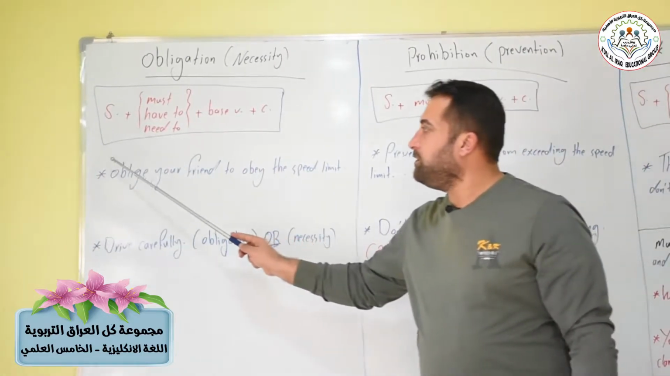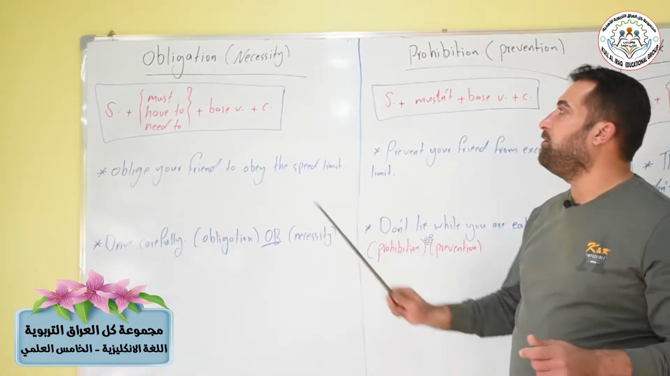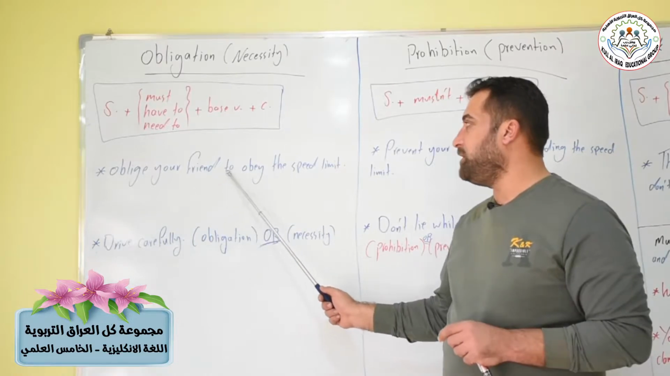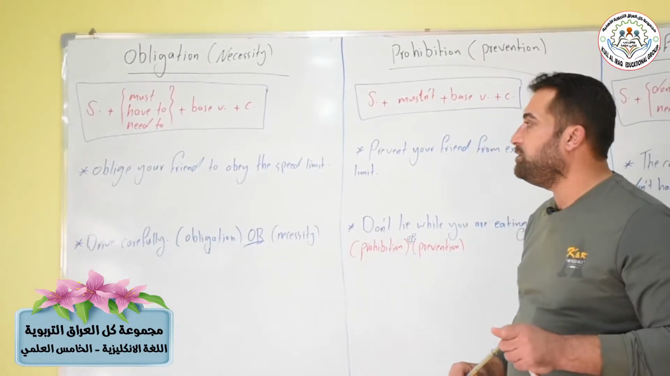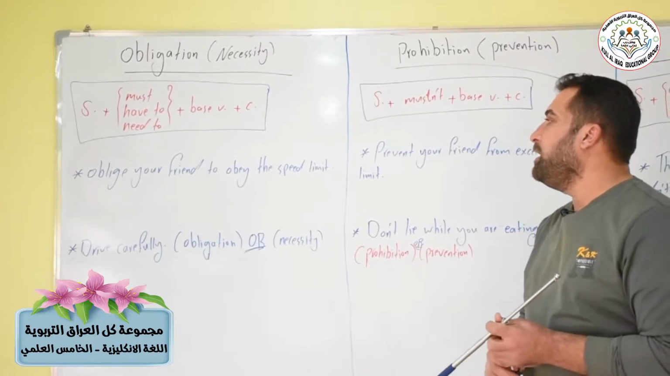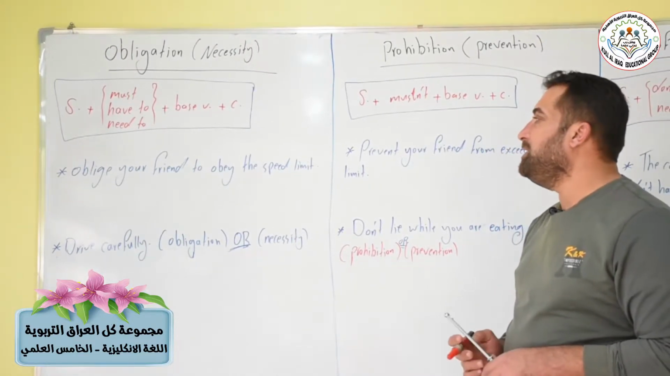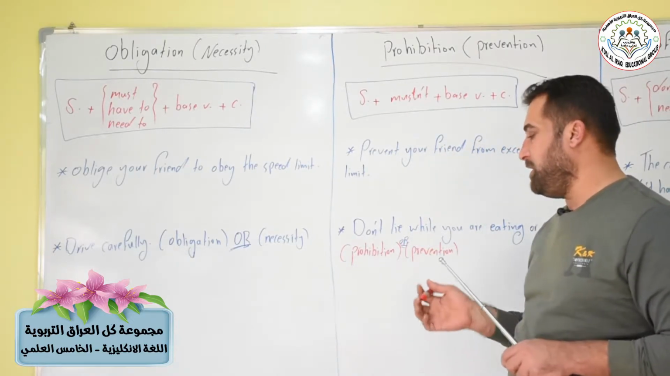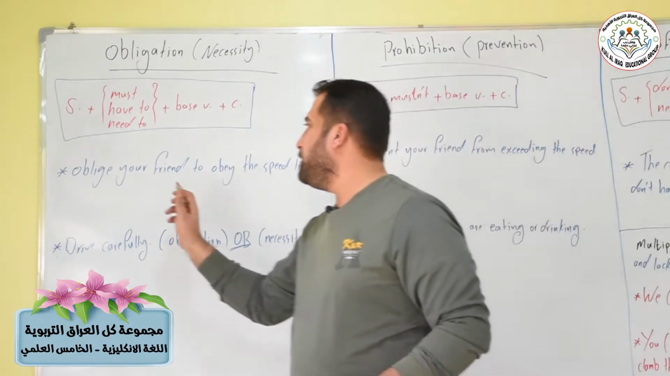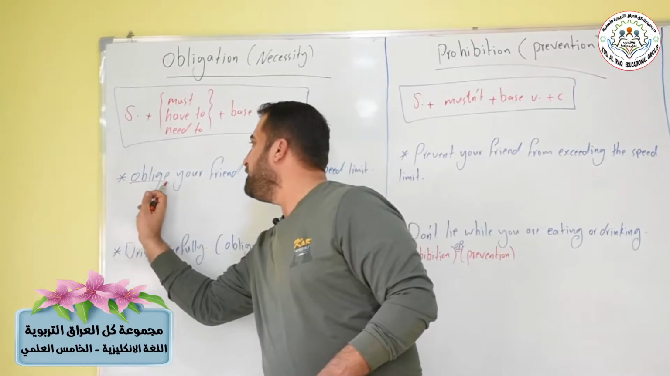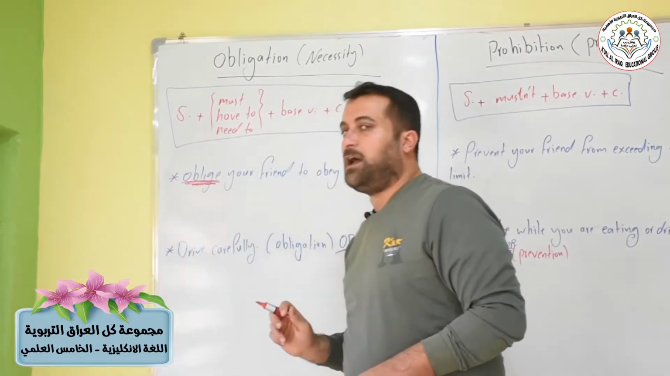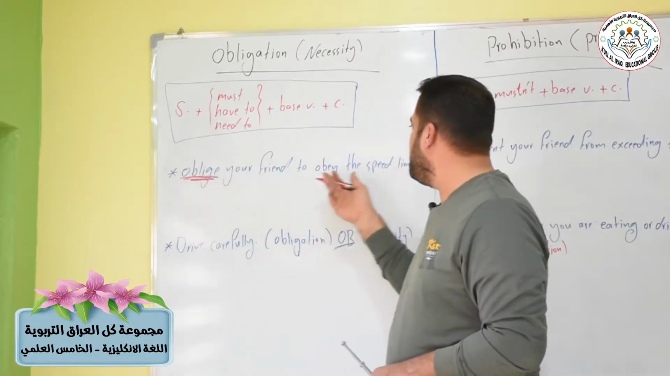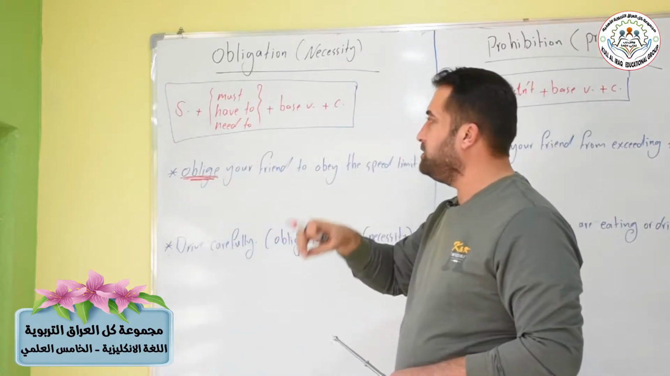The forms of the examination, صيغ الامتحان, for obligation or necessity. The first form is: oblige your friend to obey the speed limit. ألزم صديقك أن يطيع محدد السرعة الموجودة في الطرقات أو في الشوارع. We know this subject is obligation by this order, oblige. This is an order sentence, هذه جملة أمرية. Oblige, ألزم.